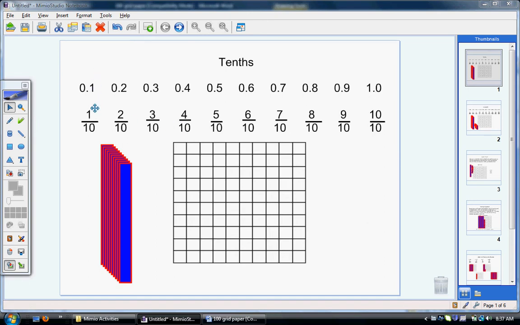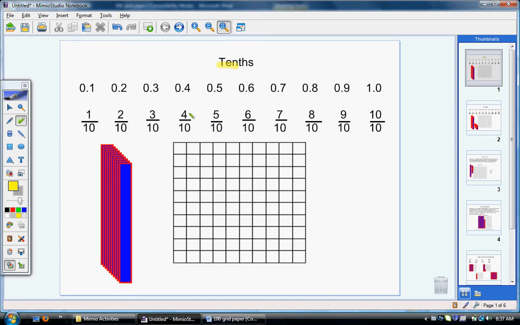Notice 1/10 is really 1 out of 10 pieces. 2/10 is 2 out of 10 pieces. 3/10 is 3 out of 10 pieces. 4/10 is 4 out of 10 pieces. 5/10 is 5 out of 10 pieces, and so on. Notice that with tenths, you see the word T-E-N right in it. That's telling you that there are 10 pieces in 1 whole, and that's why the bottom is always going to be a 10. So tenths, there are 10 of them in 1 whole. The 10 is down in the bottom.